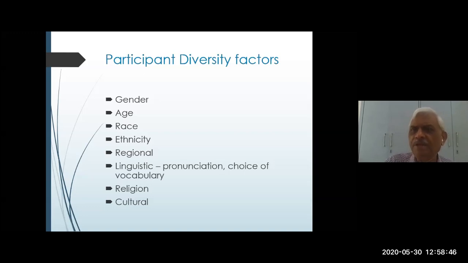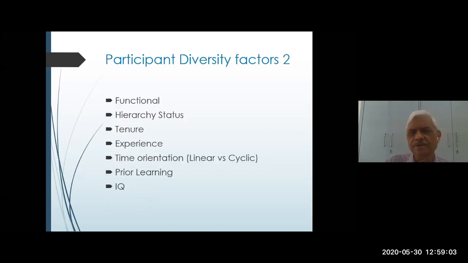Similar thing for the training events also, that you have to understand what will be the time of the day in other countries from where the participants are really coming.